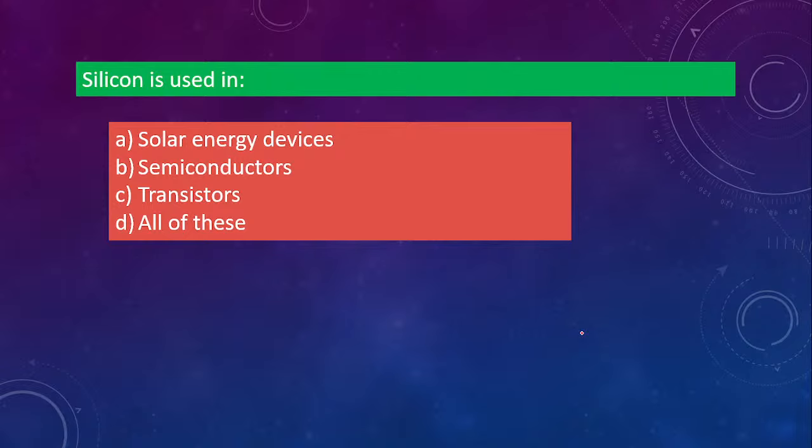Okay, let's do the next one. Silicon is used in option A solar energy device, option B semiconductors, option C transistors, option D all of these. So where do we use silicon out of these four options? This is an easy one. Can you tell me the answer?